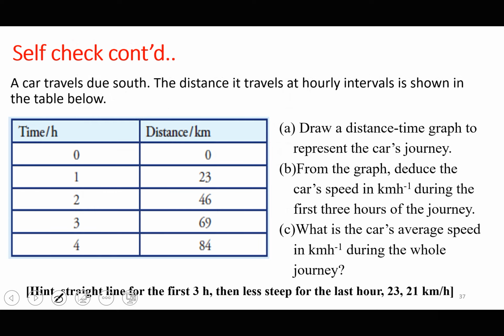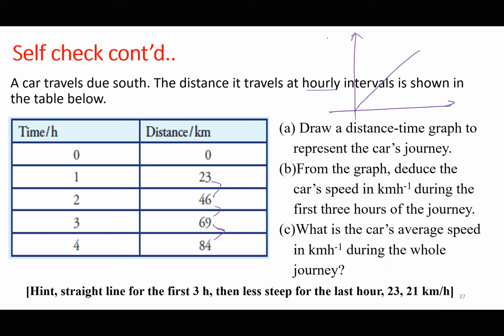A car travels due south. The distance it travels at hourly intervals is shown in the table. So this is times plus 23, plus 23, plus 23. So this is going to be a straight line. Draw a distance time graph to represent the car's journey. So this is just going to be a straight line to the origin.